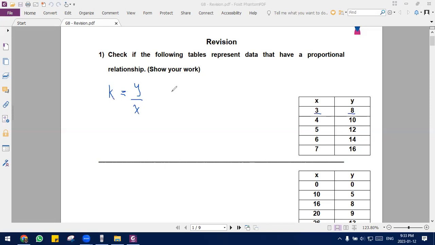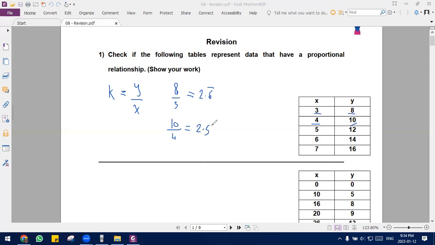or not. For example, we take the first row, it's 8 over 3. And then when you use your calculator, you can find the answer of it. So you just divide 8 by 3, you will get 2.6 repeating. And then when you take the second row, you have 10 over 4. Again, when you use your calculator, you will get 2.5.